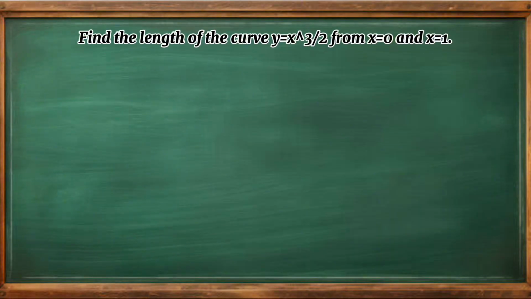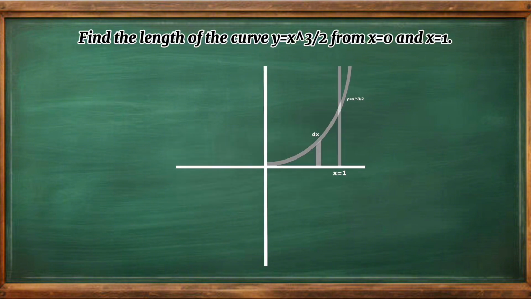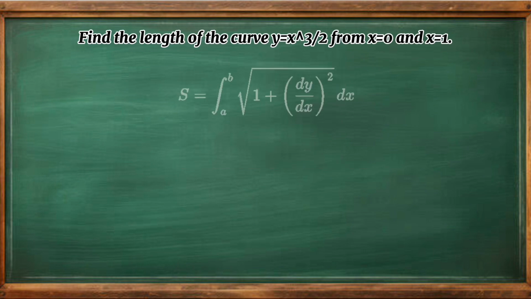Let's try an example. Find the length of the curve y is equal to x raised to 3 halves from x is equal to 0 to x is equal to 1. First, we must plot our graph. This is our graph. Our formula for the length of the curve is s is equal to the integral from a to b of the square root of 1 plus (dy over dx) squared dx.